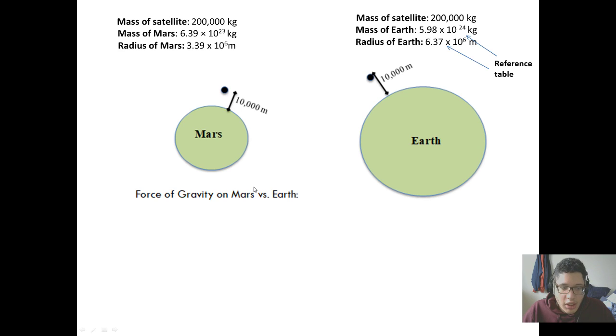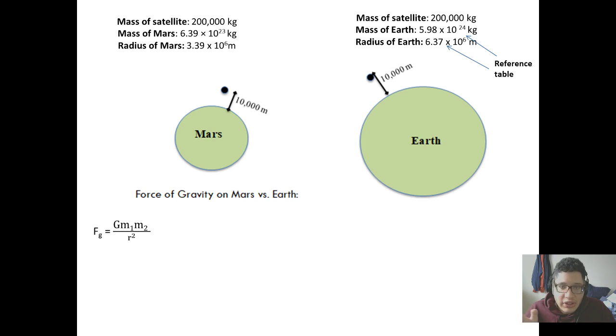Okay, so force of gravity on Mars versus Earth. We can calculate the force of gravity on Mars by doing the following. Well, we've got the formula that we've always used to calculate force of gravity when I give you two different masses. That's going to be G m1 m2 over r squared. G being a constant, we know that G exists on our reference table. m1 is the mass of the satellite or the mass of Mars, whichever one you'd prefer. m2 is again the mass of the satellite or the mass of Mars.